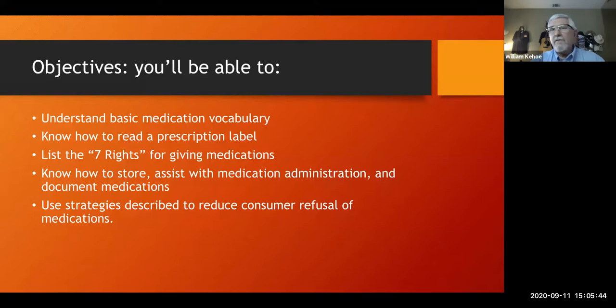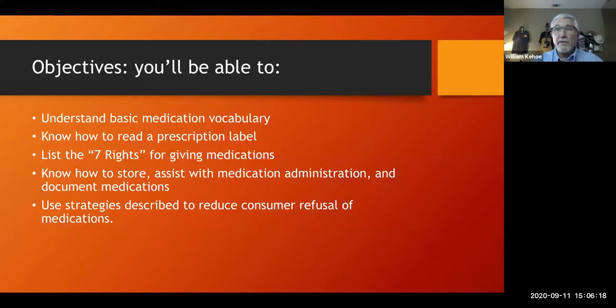We'll talk about the 7 rights, and I want to qualify this. This has gone from 5 rights to 6 rights to 7 rights, and probably in the next year we'll get up to 8 or 10 rights of medication administration. I'm going to highlight from that list for you the things that I think are really critical when you're getting ready to help a consumer take medications. We'll talk about storage and also the medication administration process and documentation. And then we'll talk about strategies that you can use when consumers refuse medications.